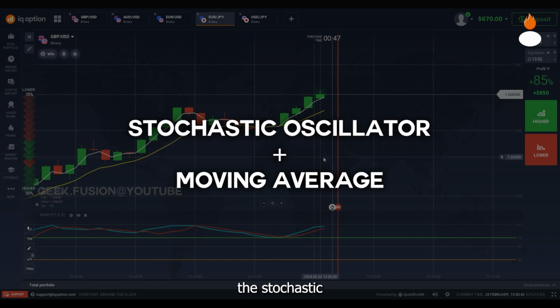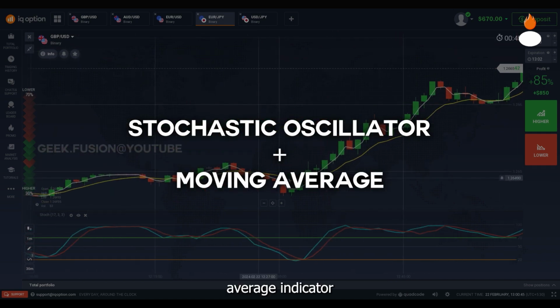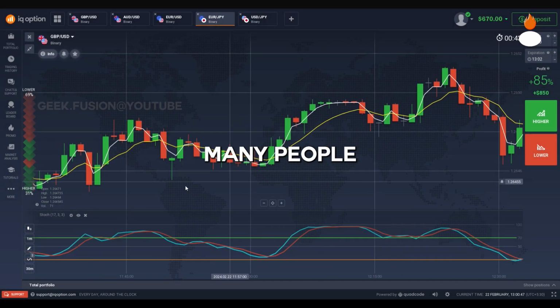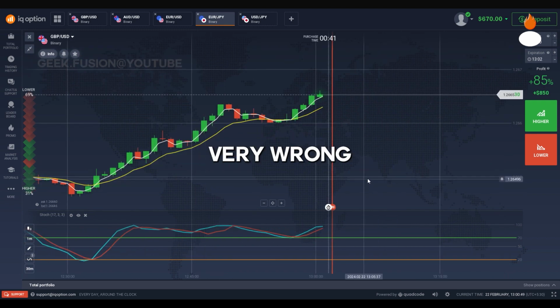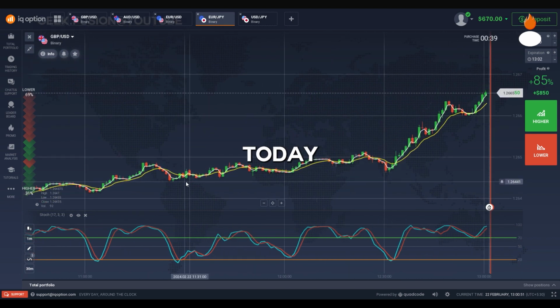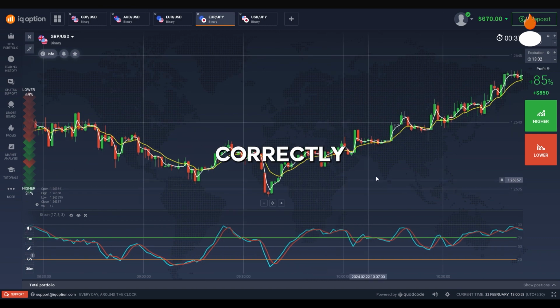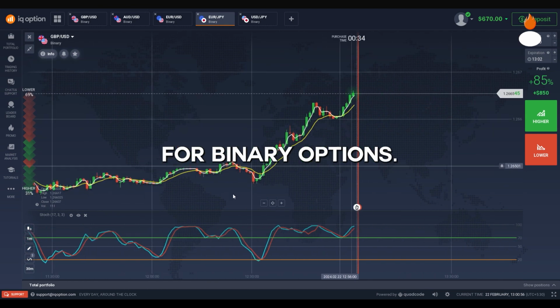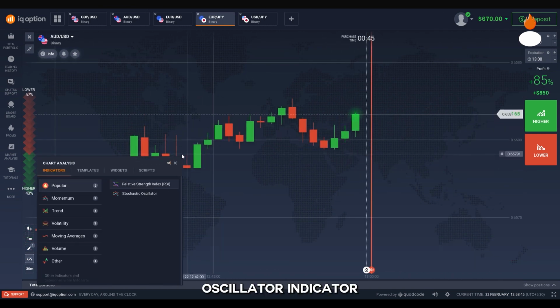Today, we're using the stochastic oscillator and the moving average indicator for this strategy. Many people I see are using these indicators very wrong in binary options. Today, I will show you how to use these indicators correctly for binary options. First, let's add the stochastic oscillator indicator.